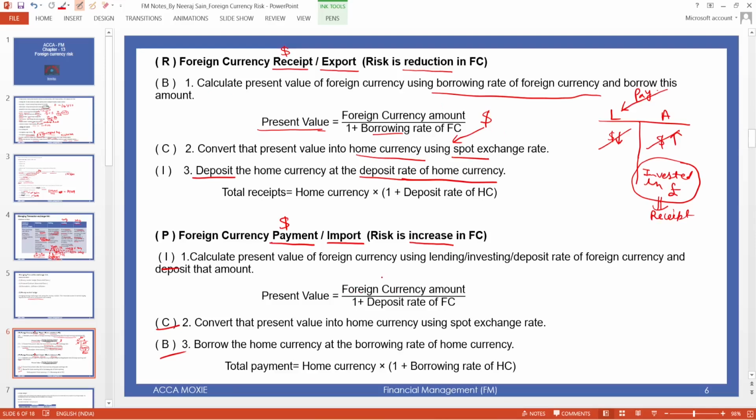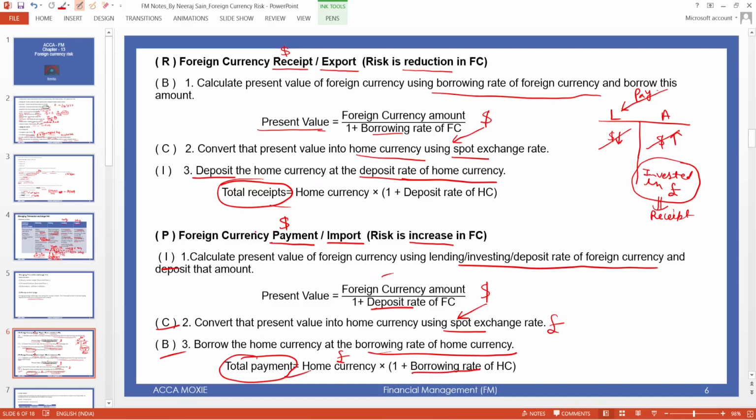For foreign currency, we take the deposit rate of foreign currency. This is the dollar value, and we convert that into pound using the spot rate. Then we invest that amount using the borrowing rate of home currency. This is the total payment, and this is the total receipt. Generally the question is how much we will receive or how much we have to pay. So this is your answer in each case.